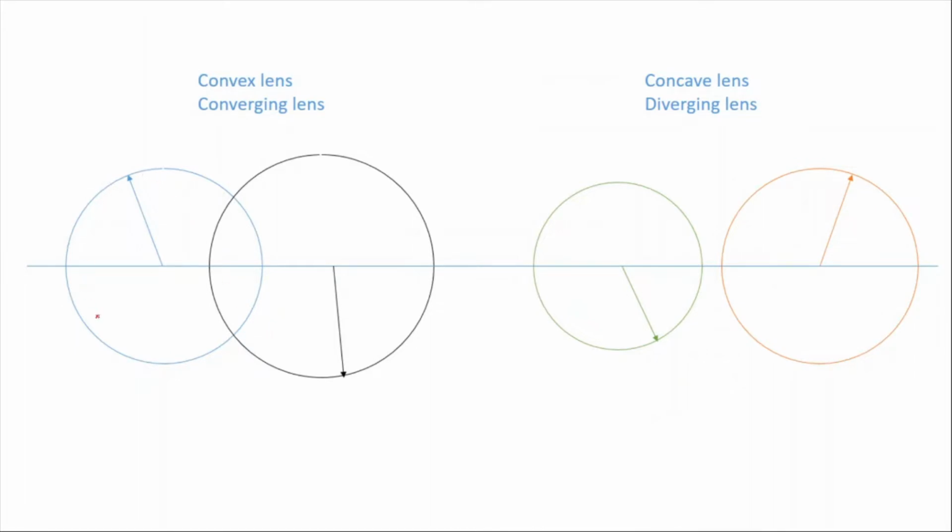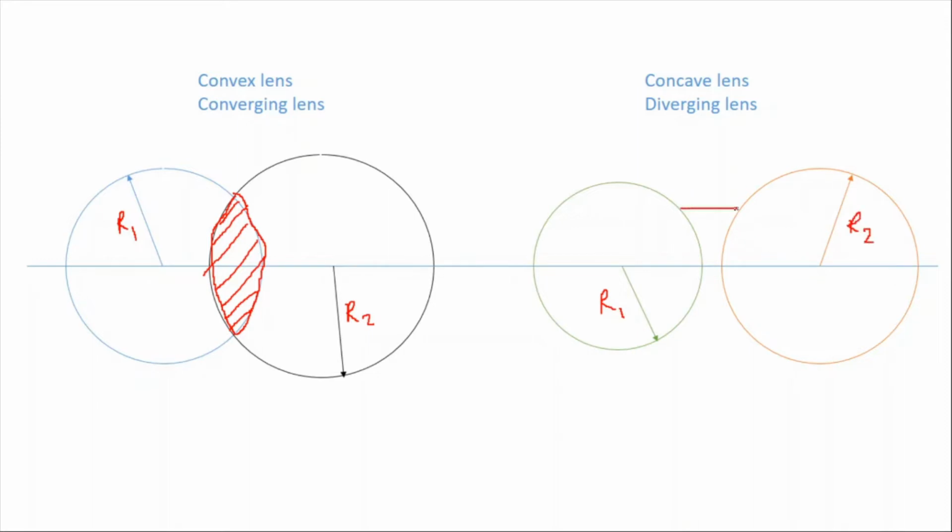Here we have a sphere of radius r1, and here we have another sphere of radius r2, and here is the cross section of the two spheres. This cross section is the shape of a converging lens.